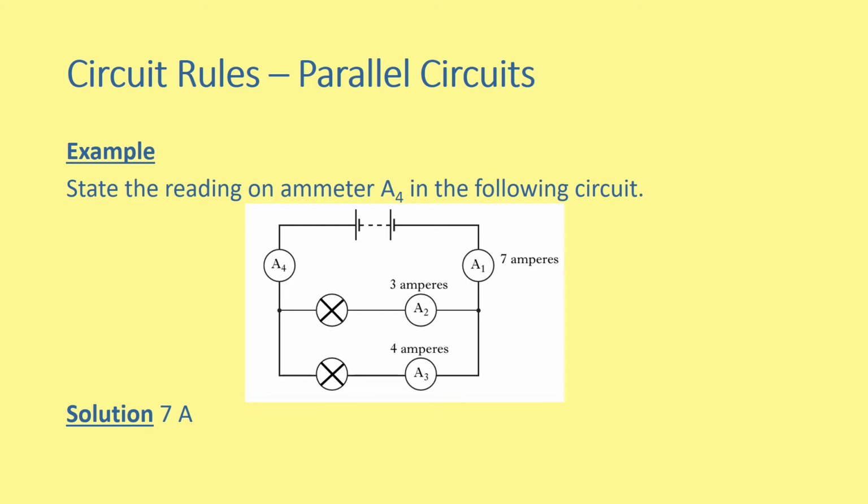We can think of it like runners in a race. Some runners go through one path, some runners go through another path, but all the runners finish the race. 7 runners start, 3 go one route, 4 go another route, all 7 end up at the finish line.